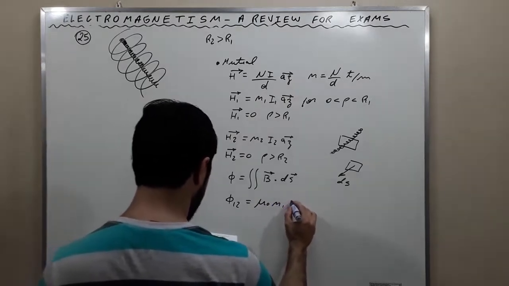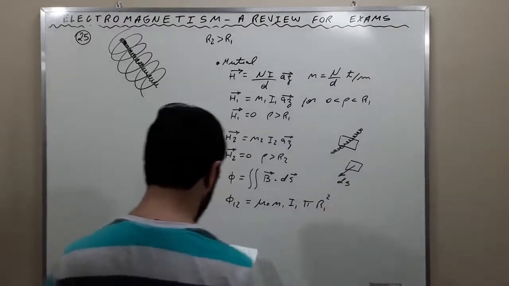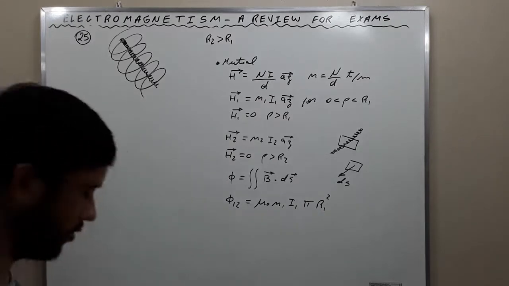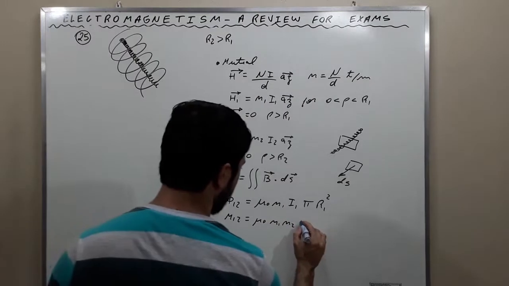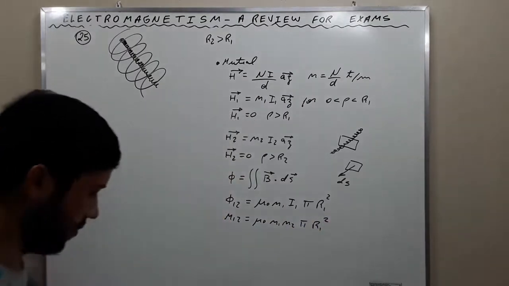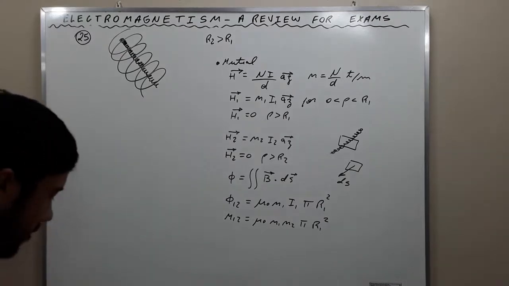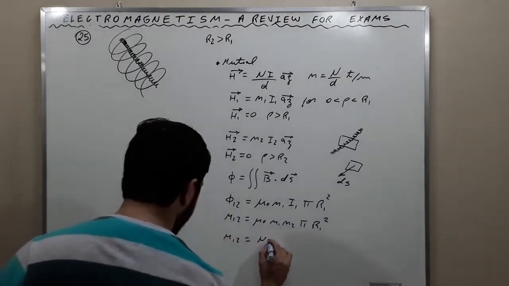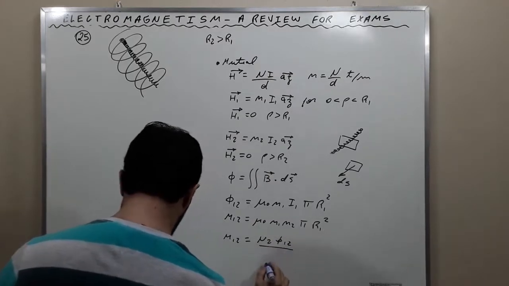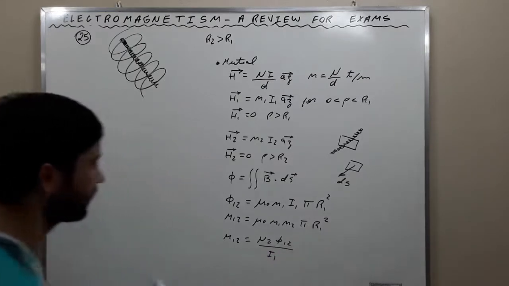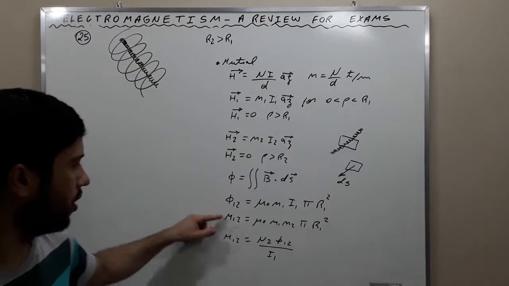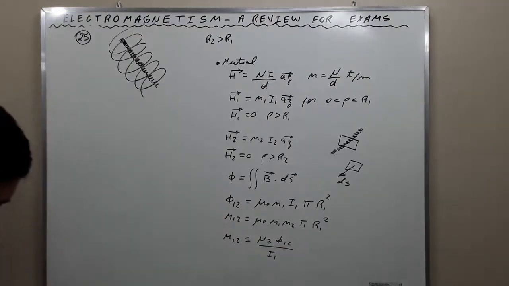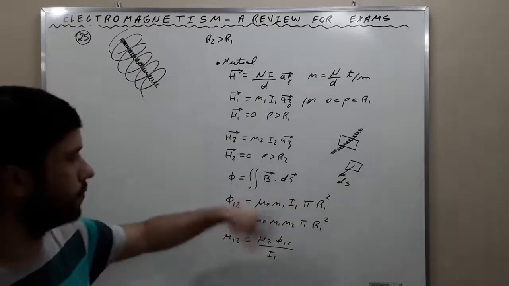nu 0 N1 I1 pi R1 squared, which gives a mutual inductance of M12 equal to nu 0 N1 N2 pi R1 squared. This is the mutual inductance. Okay, the mutual inductance is equal to N2 phi 12 over I1. Alright? We use this here to calculate the mutual inductance. And you can use values here. This is just the expression.